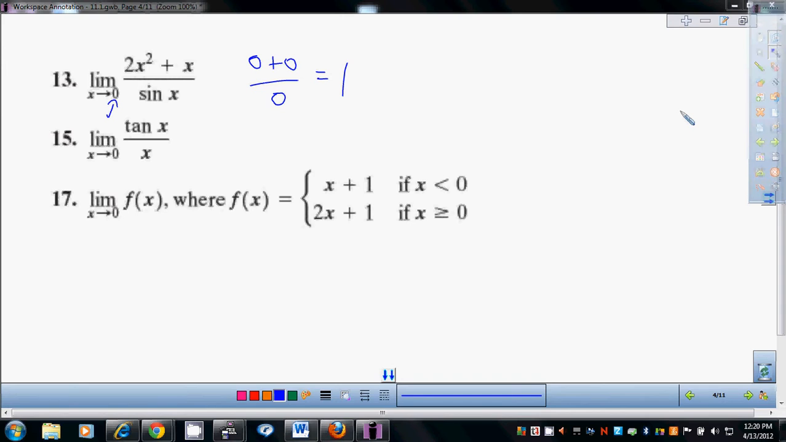Oh, make sure you're in radian mode. If you're not in radian mode, it won't show up. Now trace the values around here.